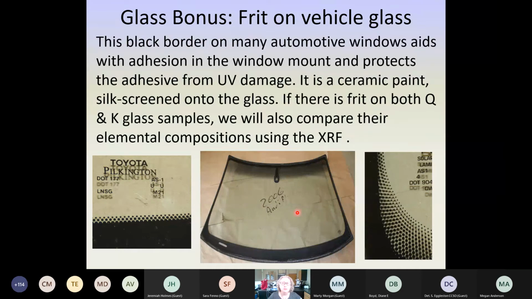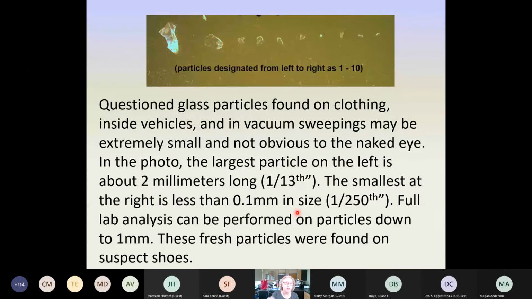All right, so I mentioned frit, and this is just a little bonus that we can do with glass. This is the black ceramic that is on window edges, and it's another thing that we can compare if we see it in both our Q and our K samples.